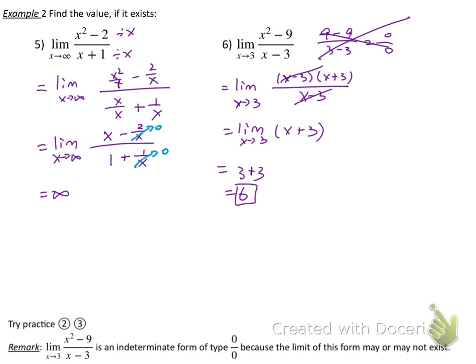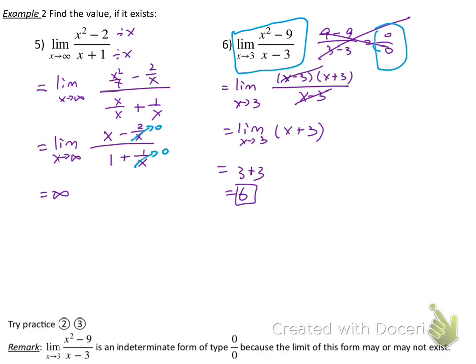Okay, now you can try practice number 2 and number 3, but meanwhile, let me tell you this remark. Actually, the limit in question 6 that we just did is called an indeterminate form of 0 over 0. It's called indeterminate form because if you just plug in and try to see the quotient, you end up with 0 over 0.